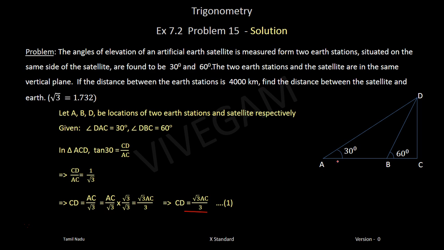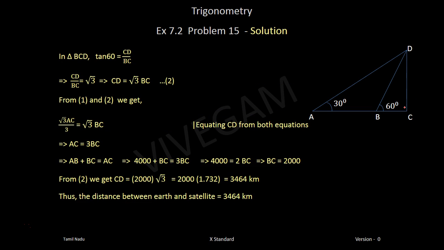Now do the same thing for the triangle BCD. So in triangle BCD, tan 60 will be opposite, CD by BC. That is CD by BC will be equal to tan 60, value of tan 60 is root 3, or CD will be equal to root 3 BC. So in equation 1, we got CD in terms of AC, and in equation 2, we are getting CD in terms of BC.